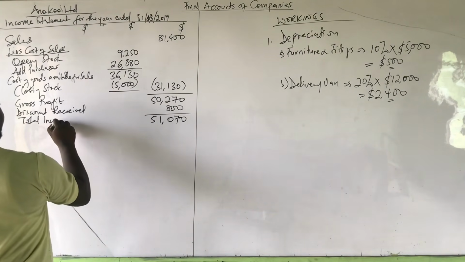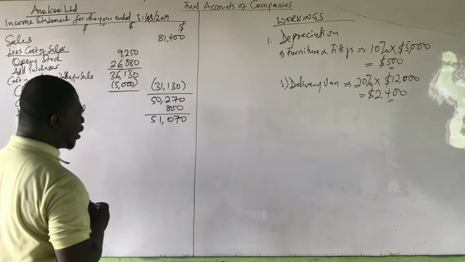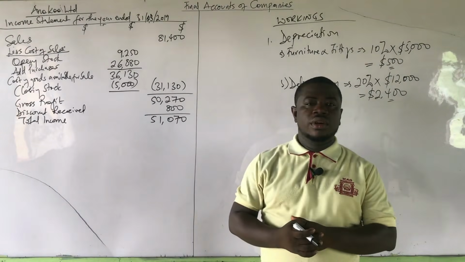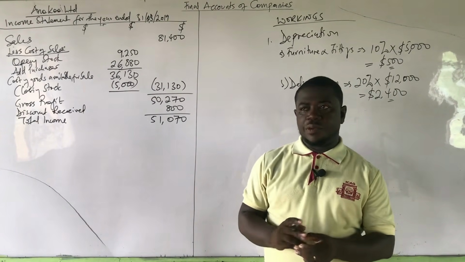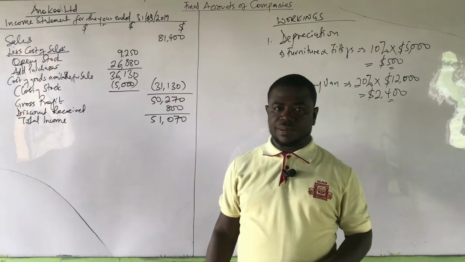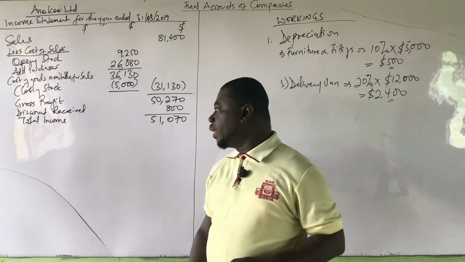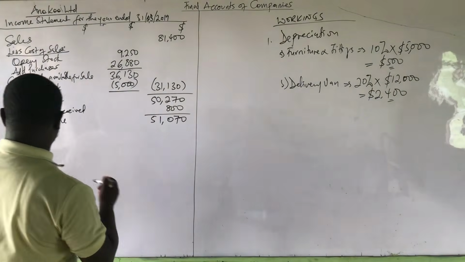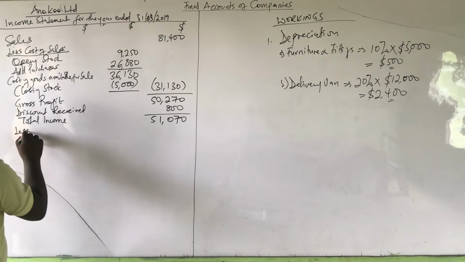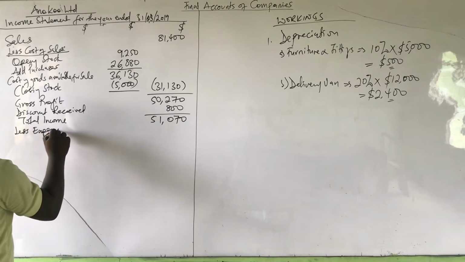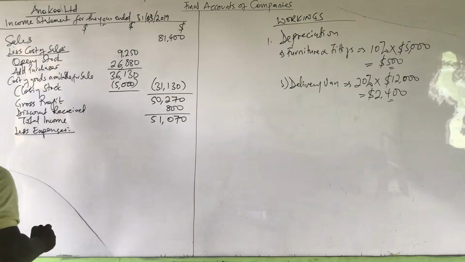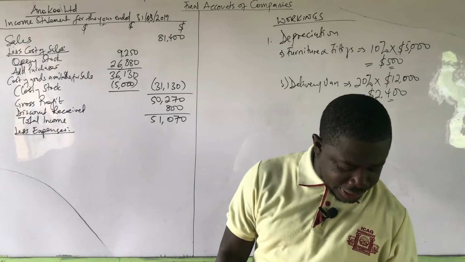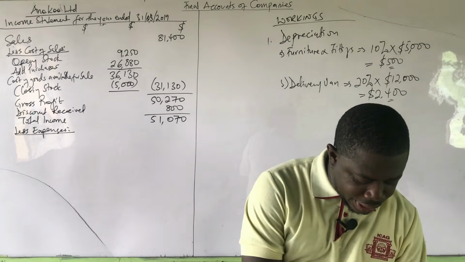So ladies and gentlemen, our total income is $51,070. And then we can now take out our expenses. Remembering that the debenture interest is also an expense, which we have to bring. But then, I'm just going to treat it as interest. So watch how I'm going to do it. So we'll less expenses. That is your operating expenses.